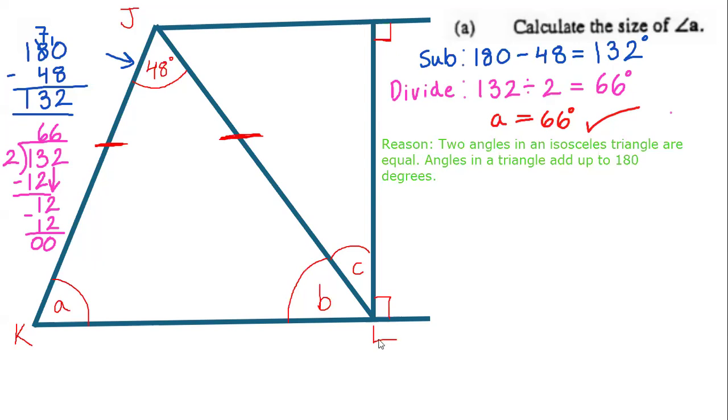You got 66 from, so you only know one of the angles, and that was 48. A triangle is equal to 180. So you subtract 48 from 180, and you get 132. And then you divide it by 2, and you get 66. And that's how you find angle A. Very good. So that means that angle A is equal to 66 degrees. Okay, very good. So let's move on to the next question.